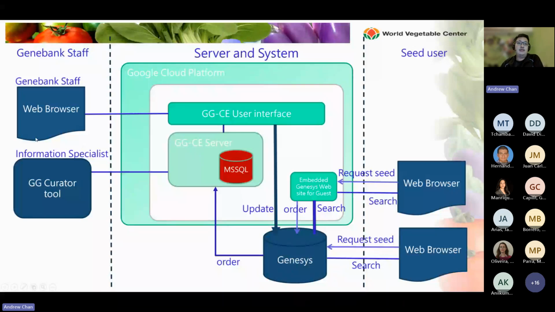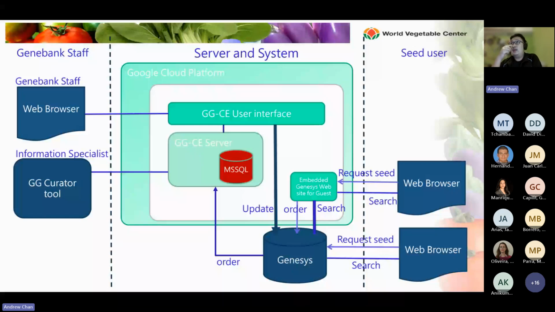And at the left-hand side, you can see using GGC, the staff only need to use a web browser to link to the GGC user interface website. Then they can update and get information to the system. And the different thing is for the information specialists, we have to be familiar with the GRIN-Global Creator tools that was developed by USDA. And this system is quite complicated compared with the GGC user interface.